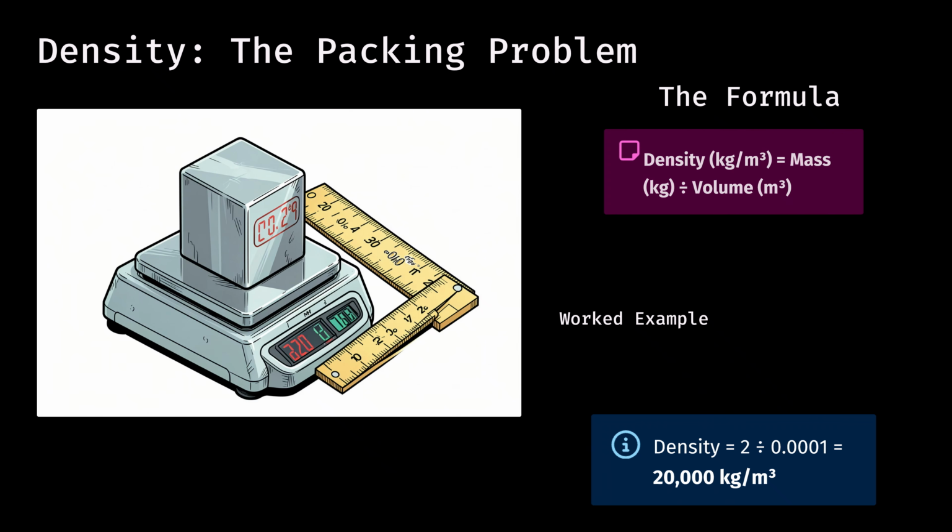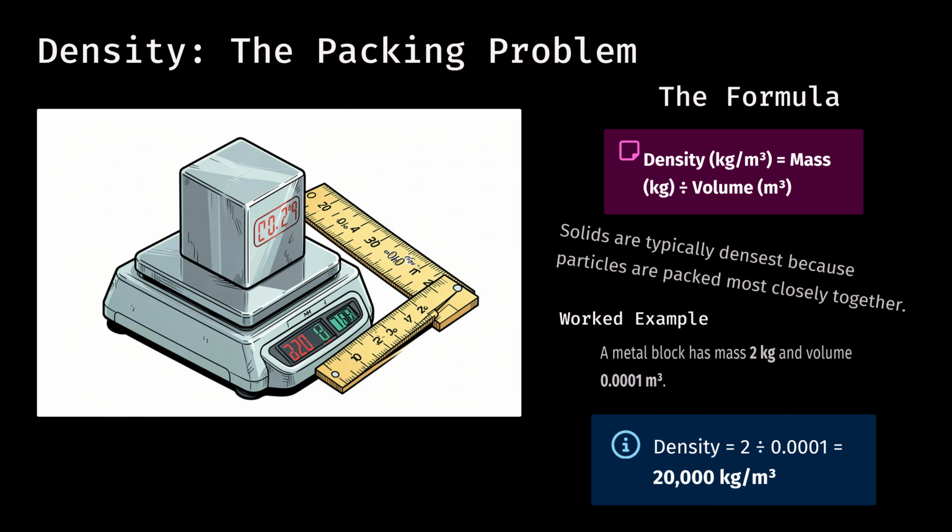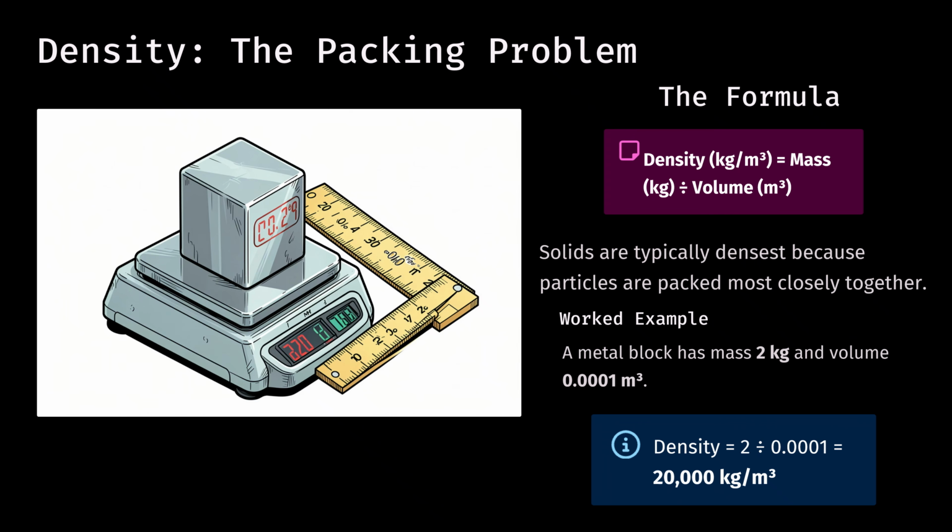Density is how much mass is packed into a given volume. It's calculated using the formula, density equals mass divided by volume. Materials like metals are denser because their particles are packed more closely together.